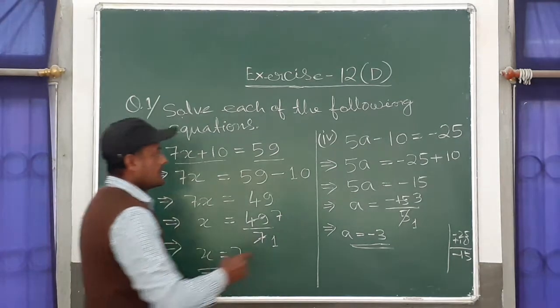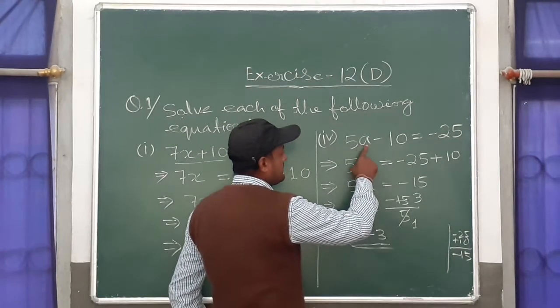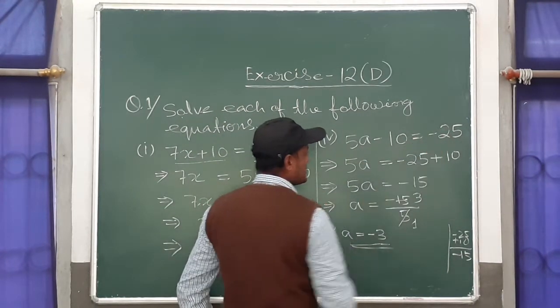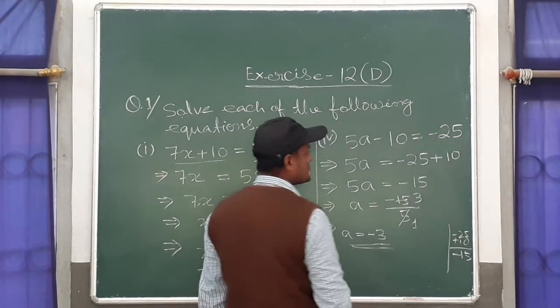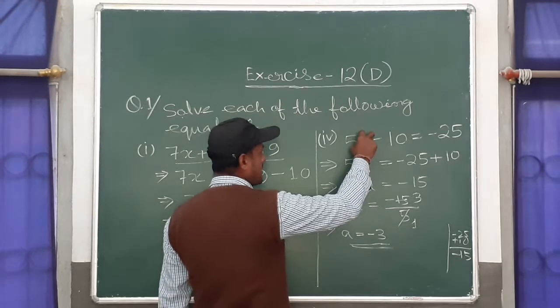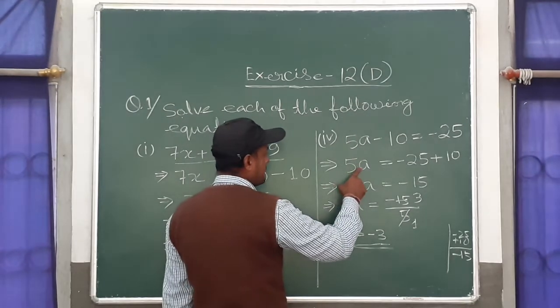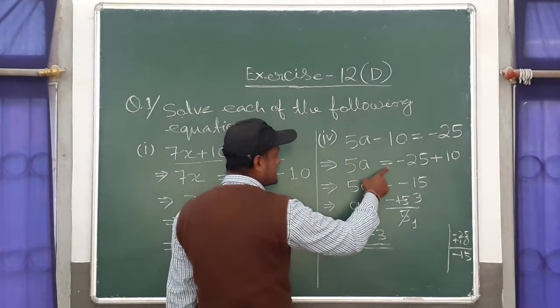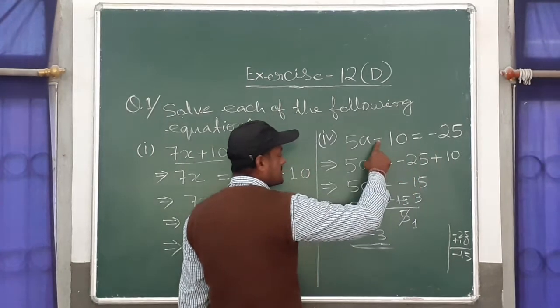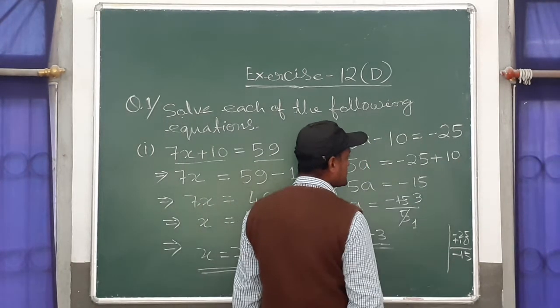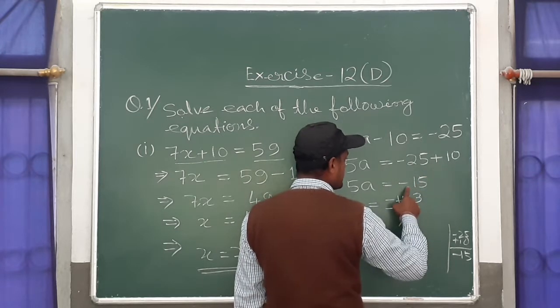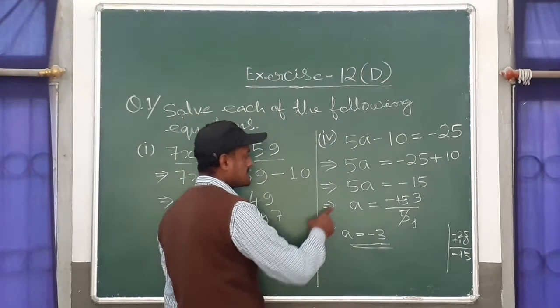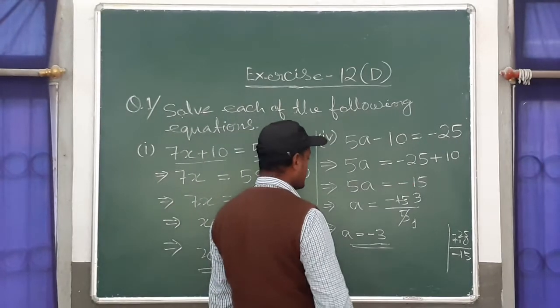Once again, we got the equation 5a minus 10 is equal to minus 25. So left hand side we got 5a minus 10, right hand side minus 25. So we have to find the value of a. So next line we will write 5a is equal to minus 25. When this minus 10 will move to right hand side, it will be plus 10. So minus 25 plus 10. How much we got? Minus 15. So 5a is equal to minus 15.